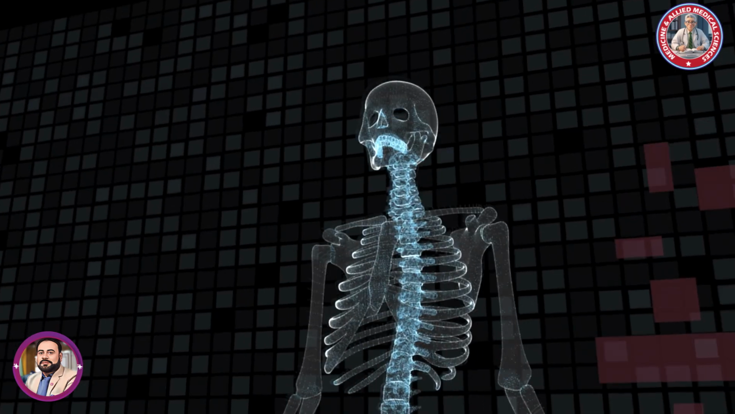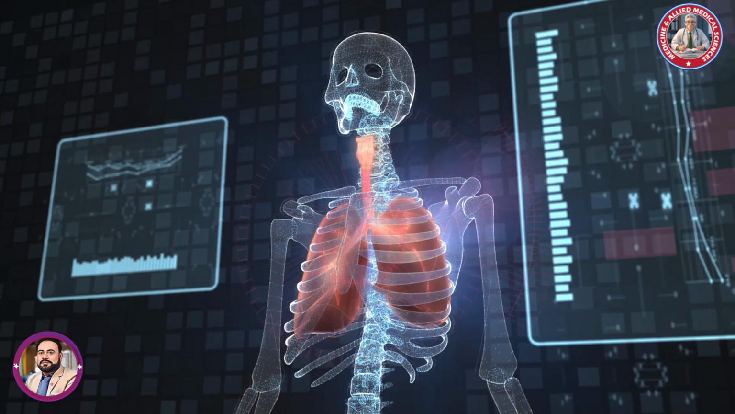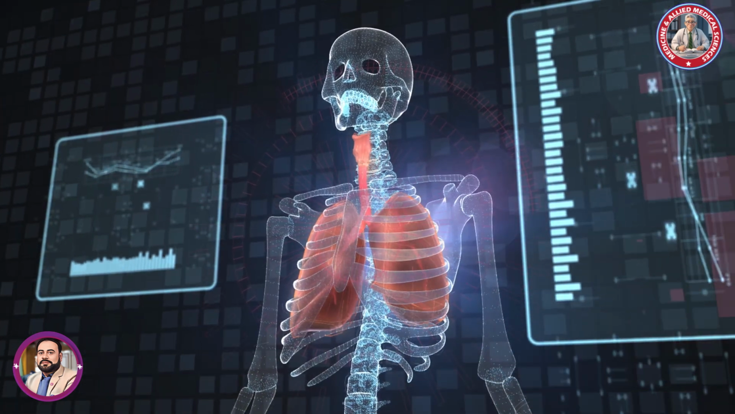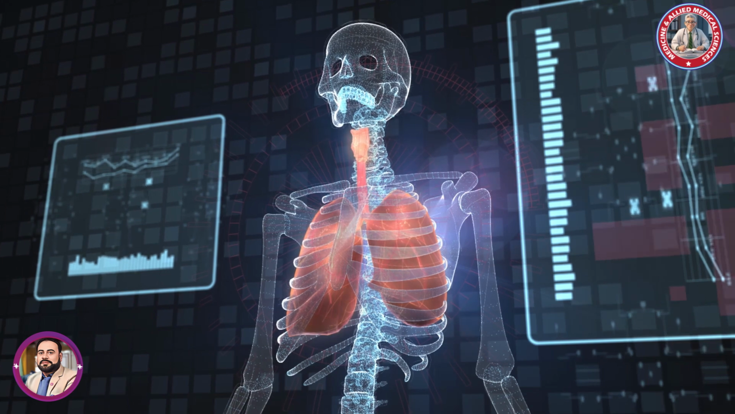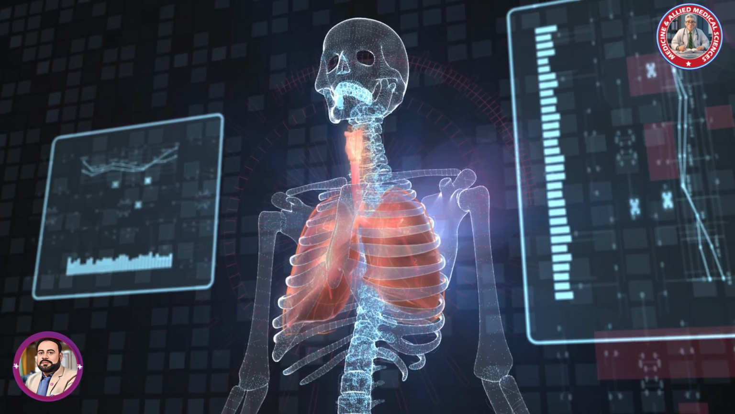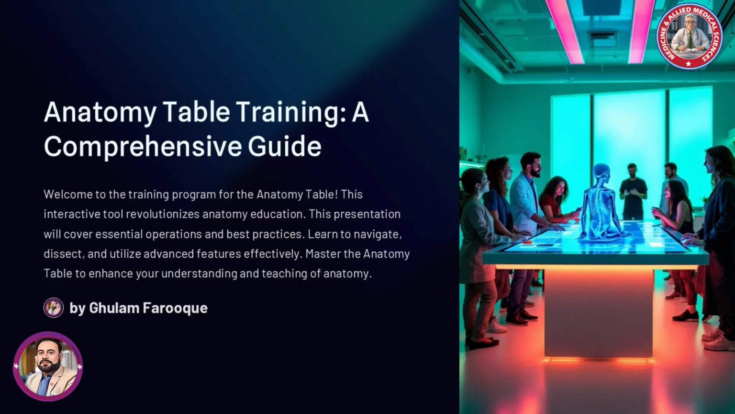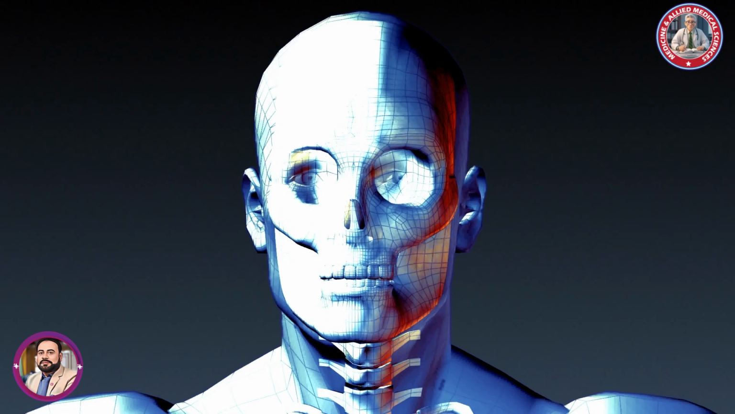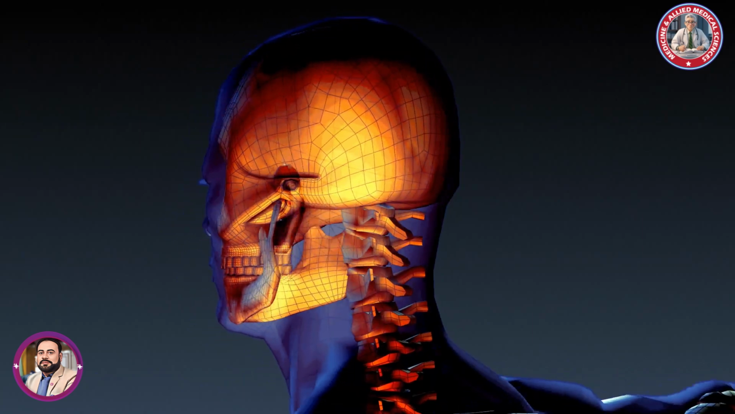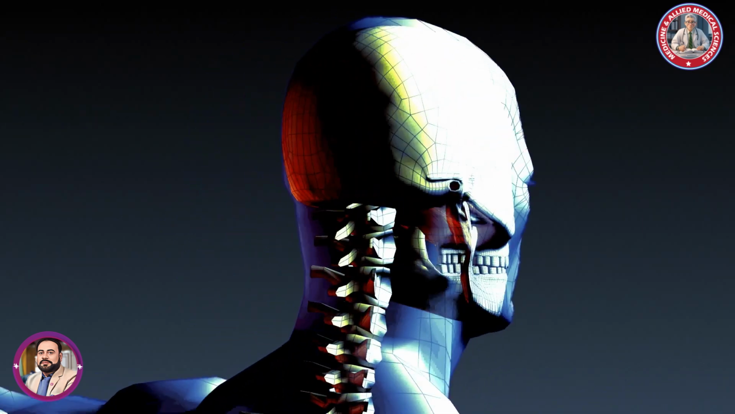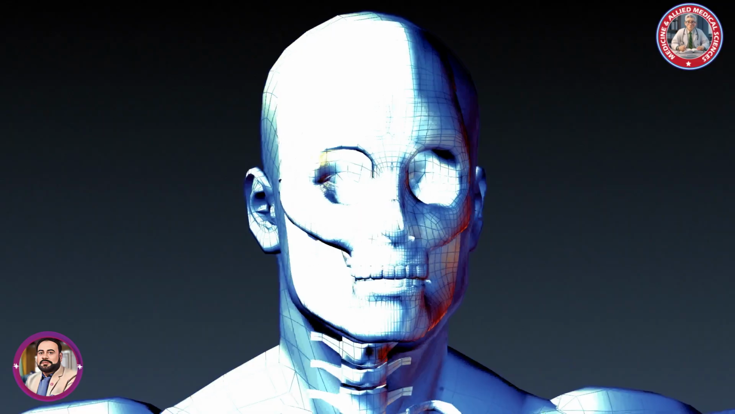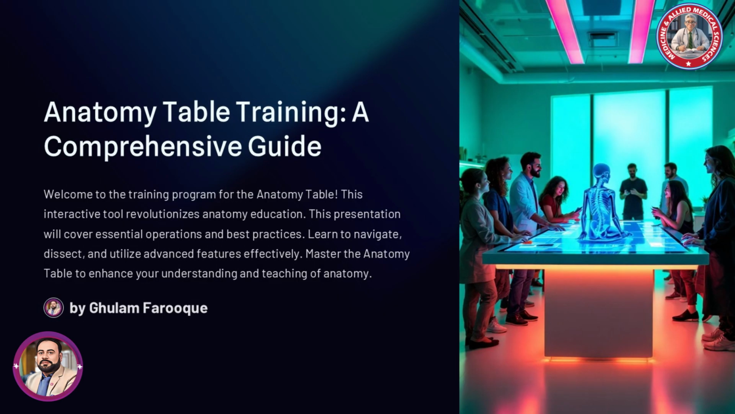Today we will explore anatomy table training. Anatomy table training: a comprehensive guide provides a detailed approach to learning human anatomy using advanced anatomical tables. It covers interactive digital and physical models, techniques for effective learning, and practical applications for medical students, educators, and professionals. The guide includes hands-on exercises, 3D visualization tools, and case studies to enhance anatomical understanding and retention.